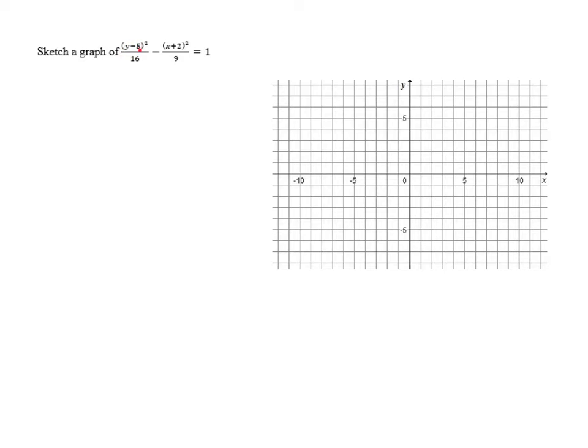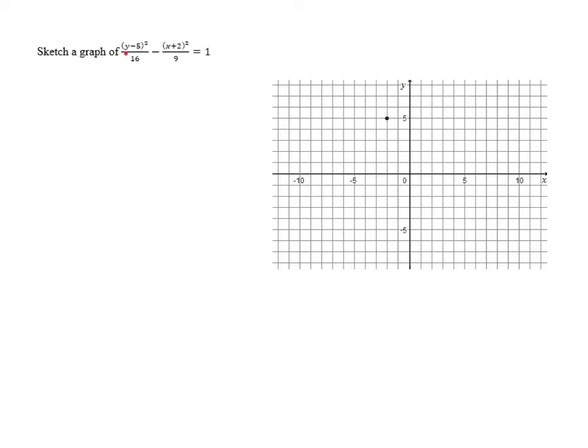Because the y is replaced with y minus 5, the center has been shifted up 5 units. And because the x has been replaced with x plus 2, it's been shifted to the left 2 units. So the center of this hyperbola is going to be at the point (-2, 5). Now we can go through and sketch the hyperbola centered here.